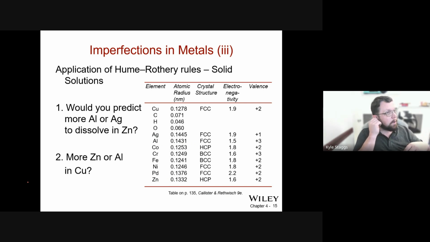So for zinc and aluminum, same deal. So zinc and aluminum into copper. Copper is 0.1278. So zinc or aluminum. So there again, you have to ask a couple fundamental questions. Let's see the votes in the chat based on what you know. Are we more likely to see more zinc or aluminum in the copper? And why?